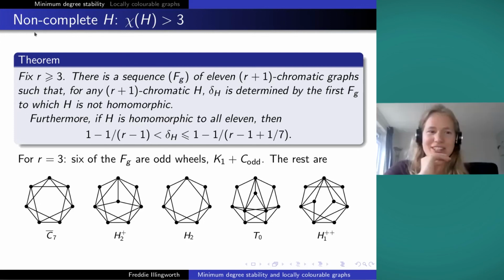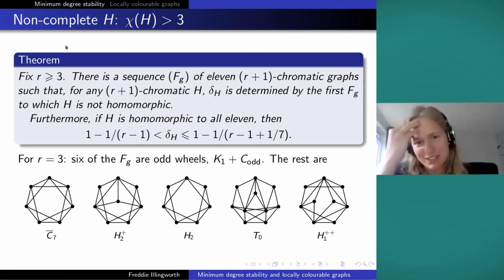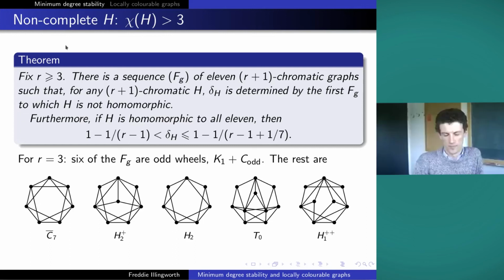So for larger values, it will get much more tricky to get the list of the graphs as well. It's possible there's not a finite list. Because for triangle-free graphs, if you're above a third, say 0.34, there are only finitely many triangle-free graphs in this list above that minimum degree. You would think that's true here, but maybe actually you can find infinitely many locally bipartite graphs, none of which are homomorphic to each other, and have this large minimum degree.